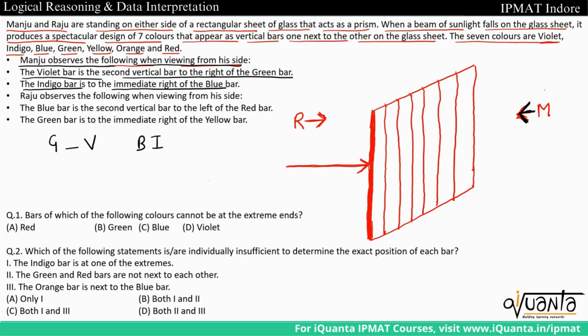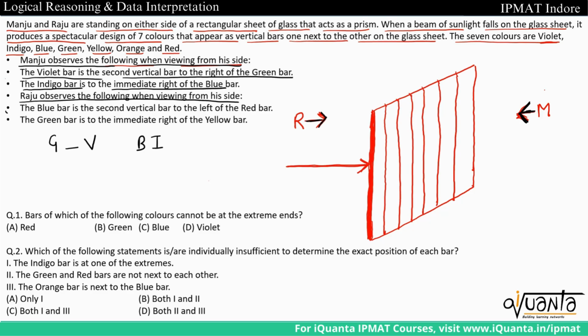After that, we have the observations of Raju. Raju observes the following when viewing from his side. Now there's a very crucial point to solve this set. Since we know that Manju and Raju are observing from either side of the rectangular sheet, the observation of Raju will definitely be the opposite of the observation of Manju. So if we reverse the observation of Raju, then we'll be getting the observation of Manju.